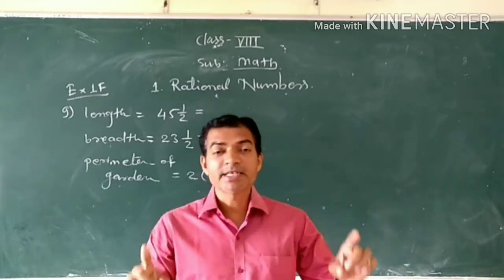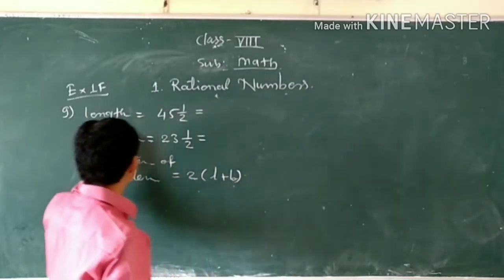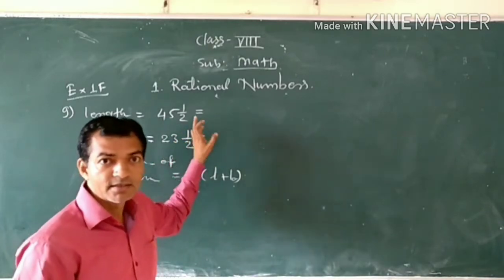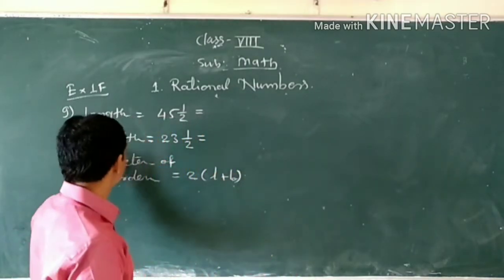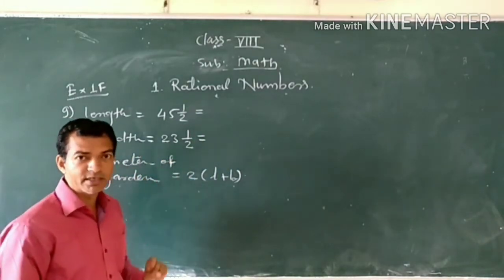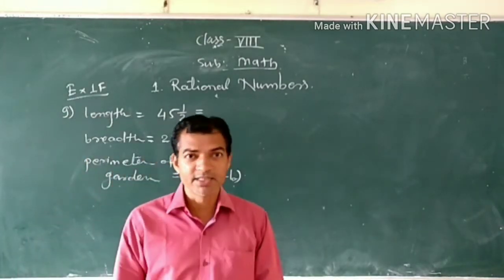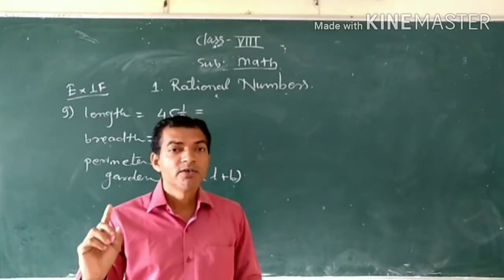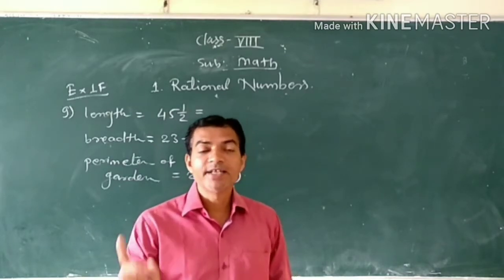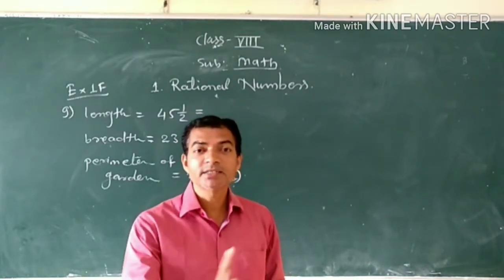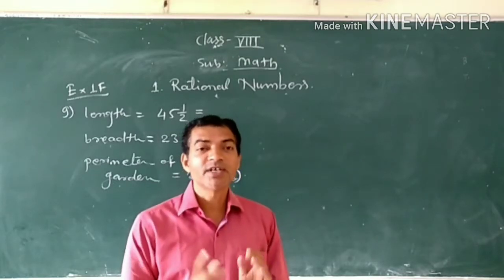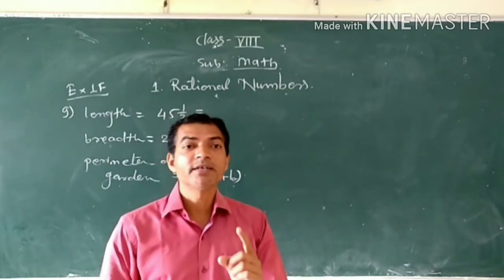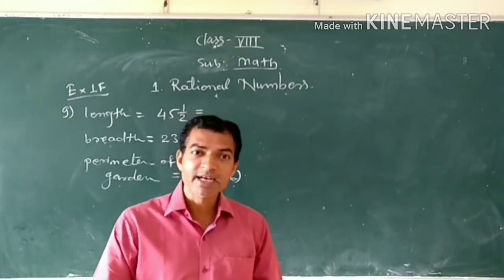The length of the rectangular garden is given. What is given here? Length of the rectangular garden is 45 1/2 meter. Length is given and breadth is also given, that is 23 1/2 meter. You have to find the total length of barbed wire required to fence the garden. How many layers? You have to use 3 layers. So first you have to find the length of wire to fence around it in 1 layer, then you have to multiply it by 3 layers.